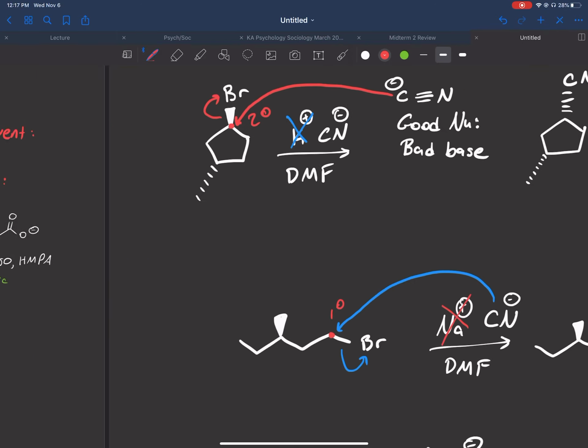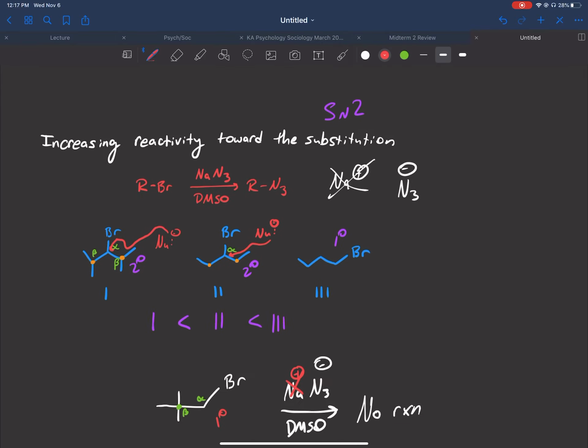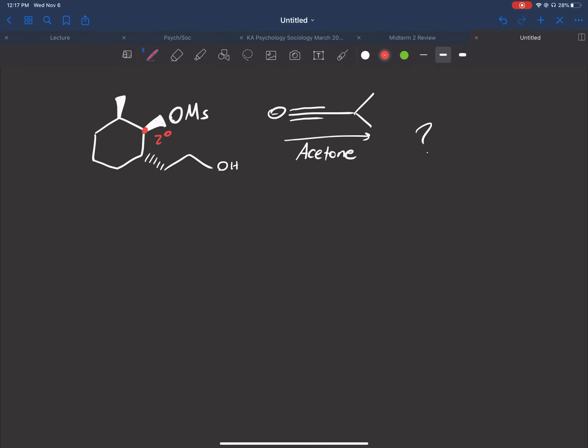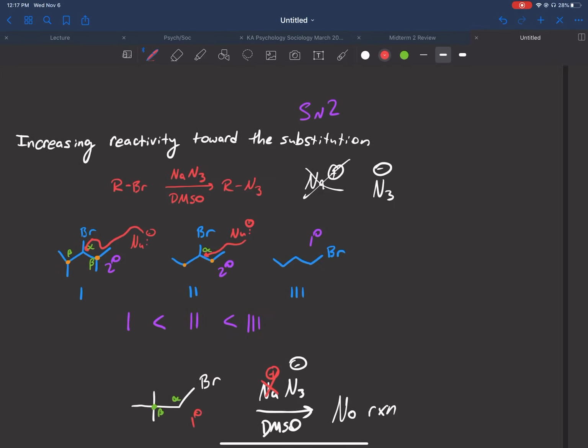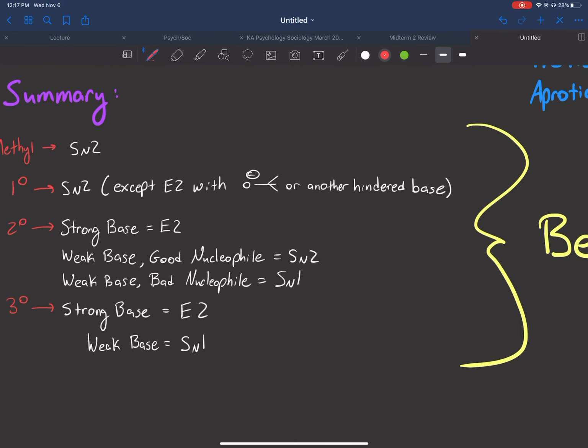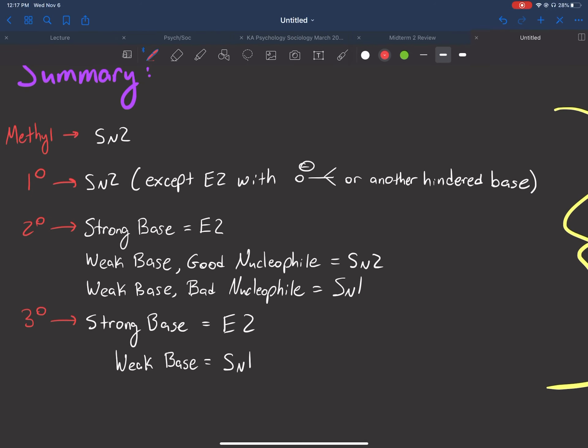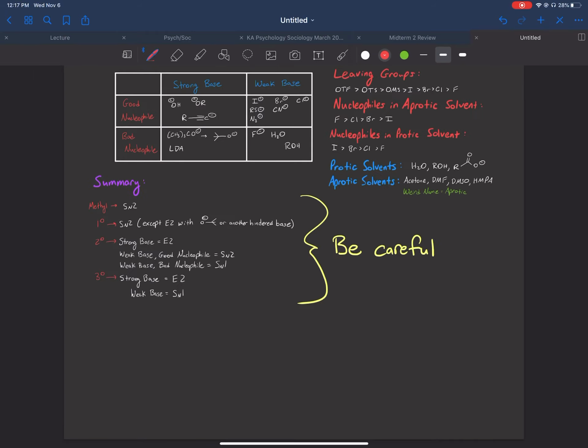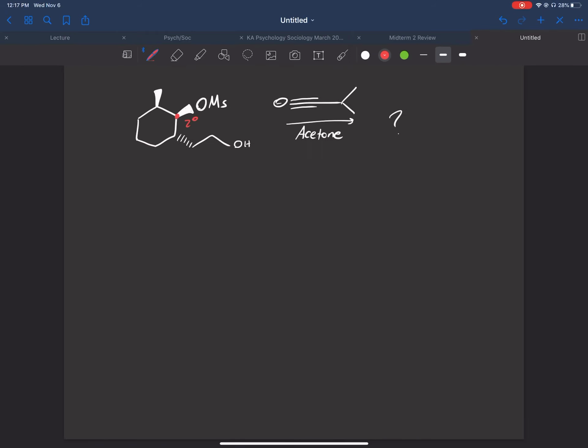So remember, we said that in terms of how that works. Actually, here, if we look at the chart, if we have a strong base, we get E2. You see that we didn't even write whether it's a strong base with a good nucleophile or a bad nucleophile. It doesn't matter. The basic character is what predominates on a secondary. All right. So as long as you have a good base, we can go E2.